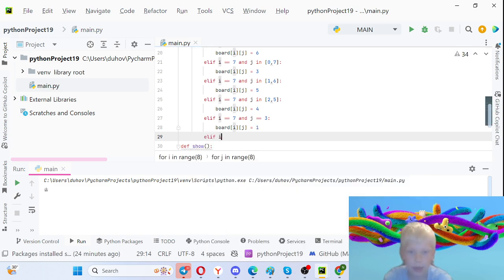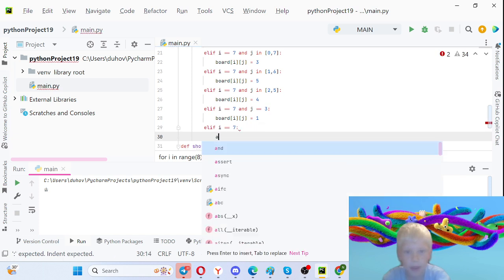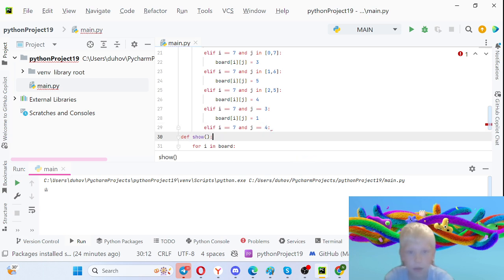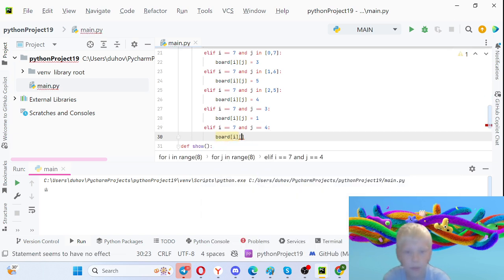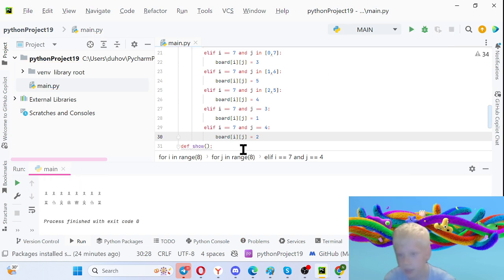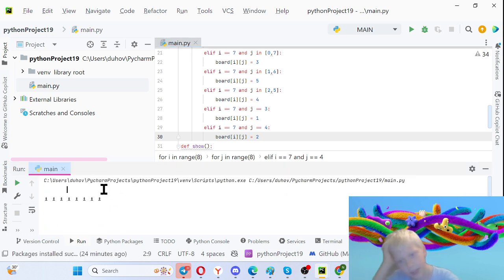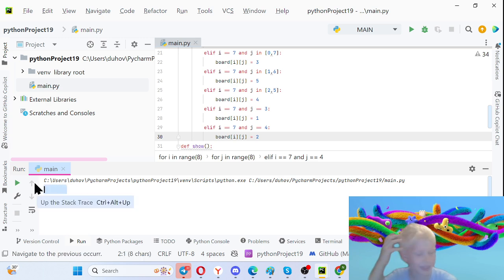And it's 4. And that means that there is a queen. Let's see. Great! The figures work perfectly, but we didn't fill this line yet.